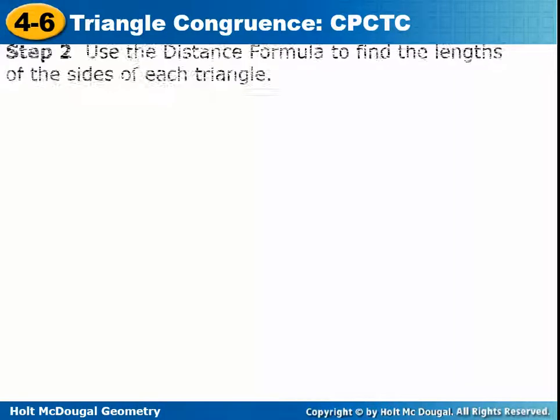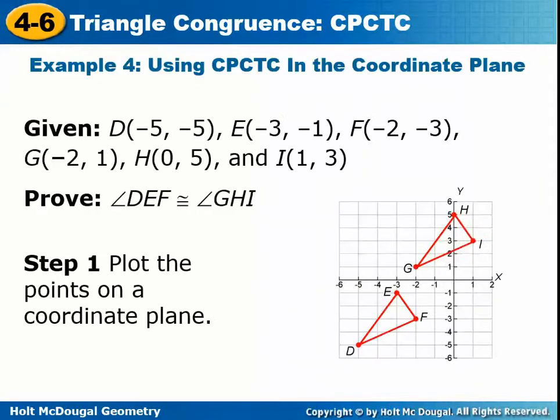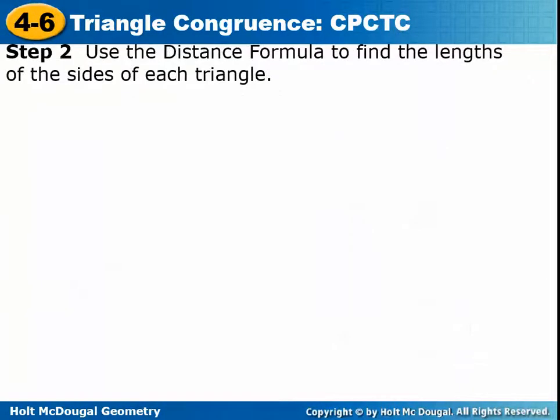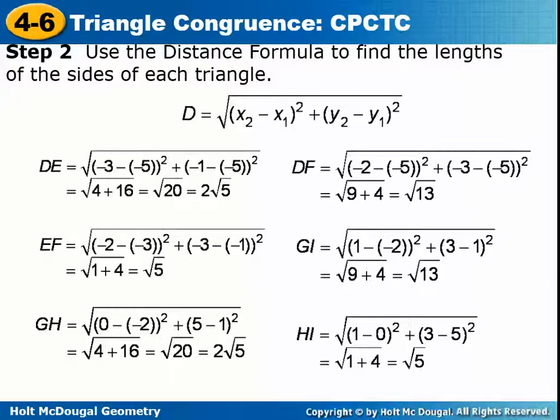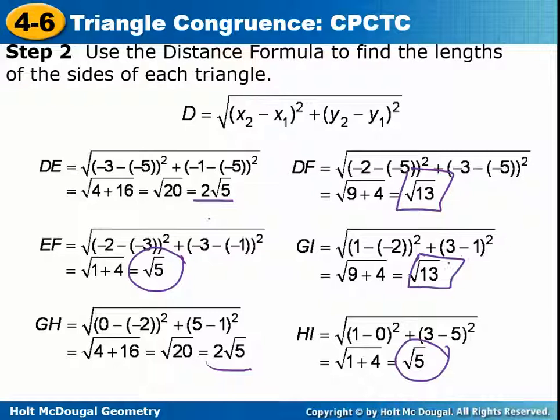Where did it go? There. They plugged in the coordinates of the points into the distance formula. And when they did that, they found the lengths of all of those different segments. And you'll see some of them are the same. See? 2 times square root of 5, 2 times square root of 5. And here we have the square root of 5, square root of 5. And here we have square root of 13, square root of 13.